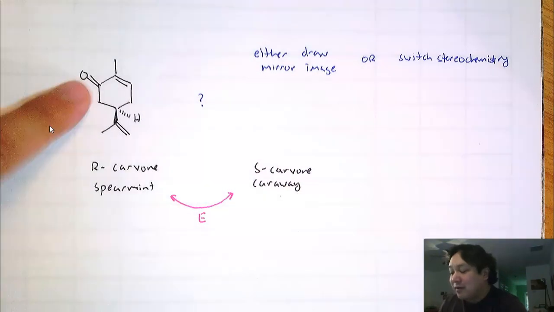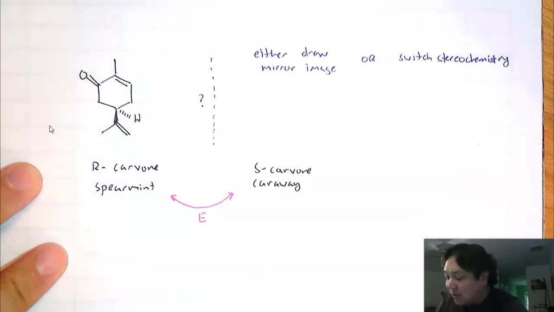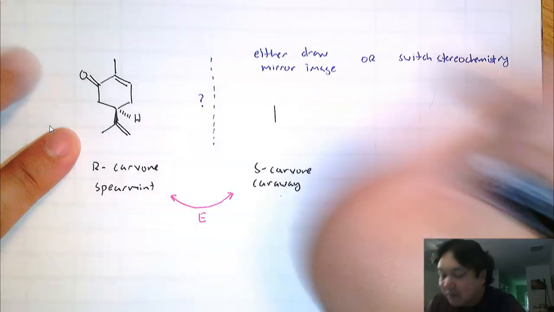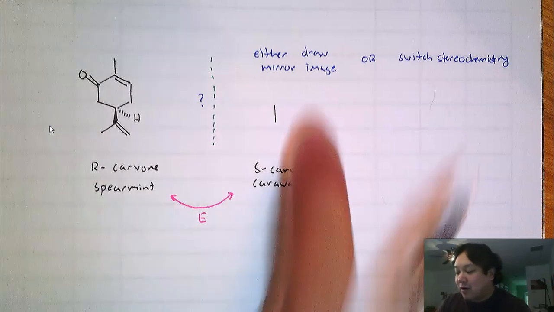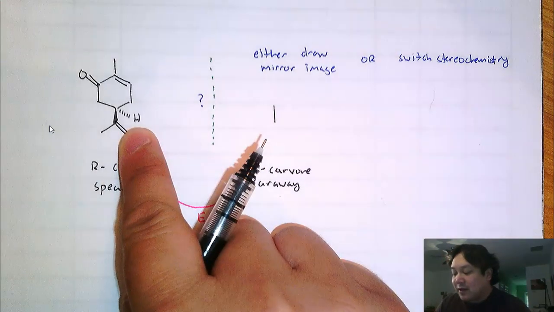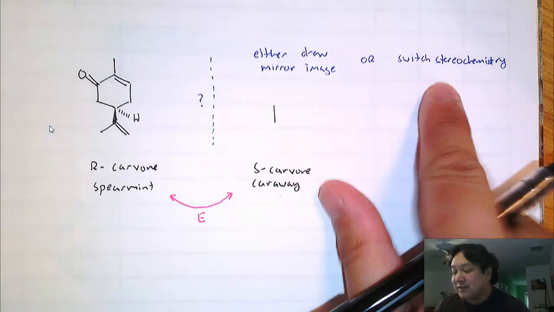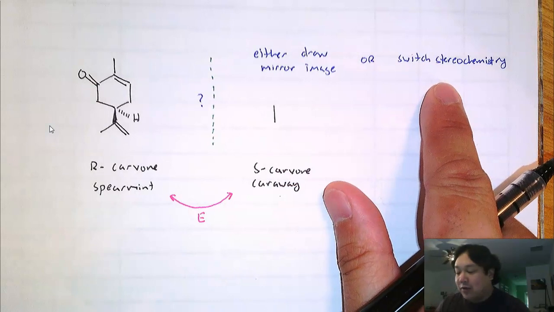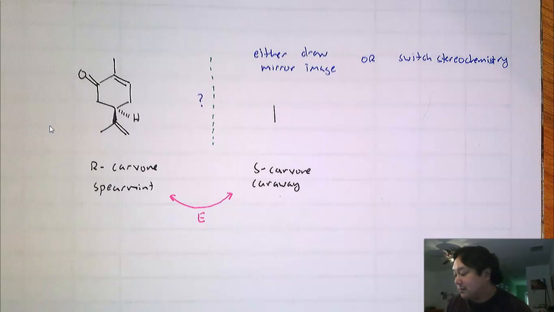If you want to draw the mirror image, though, draw a little dotted line and literally draw the mirror of this. Why don't you do this at home? Pause the video and draw the mirror image of this. And when you come back, I'll show you what my mirror image looks like, and what switching stereochemistry means, and whether those two things give us the same result. Pause the video.